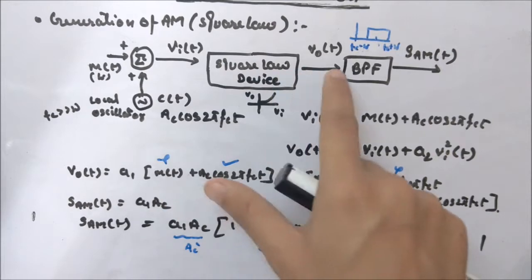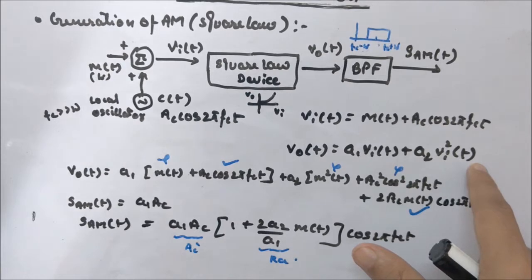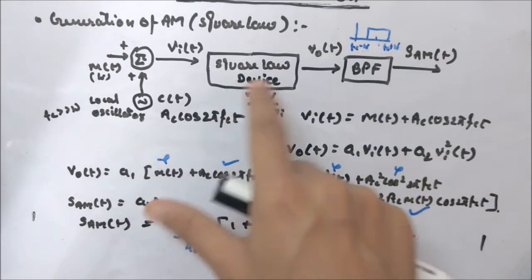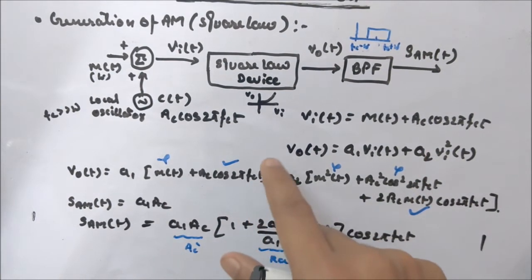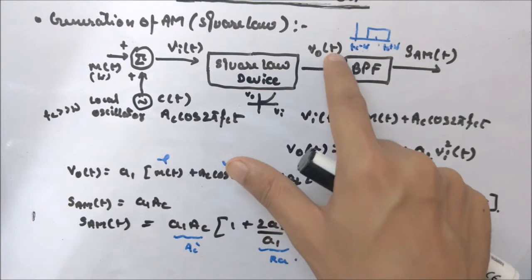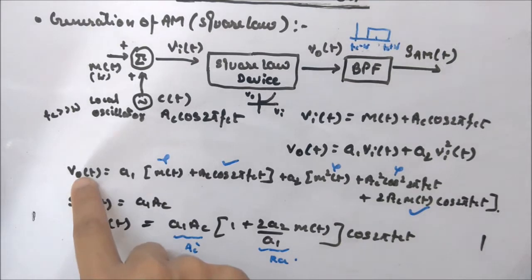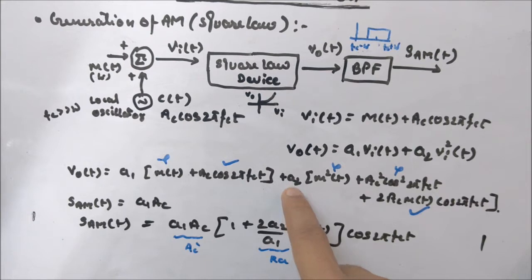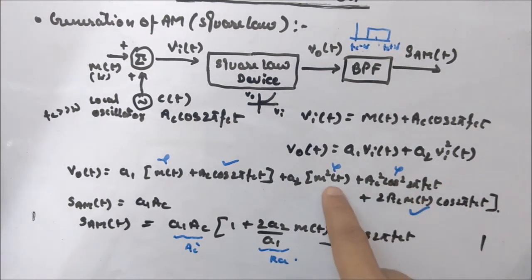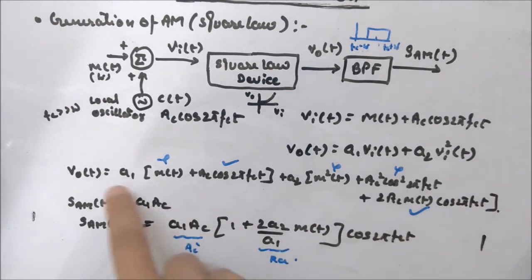Input and output are related as Vo(t) is equal to A1 Vi(t) plus A2 Vi square(t), where A1 and A2 are some constants. So that's how you get Vo(t). If you plug Vi(t) here, you will get Vo(t) as A1 times m(t) plus Ac cos 2 pi Fc t, plus A2 times Vi square, which means the square of this signal: m square(t) plus Ac square cos square 2 pi Fc t plus 2 Ac m(t) cos 2 pi Fc t. So this is your Vo(t) here.